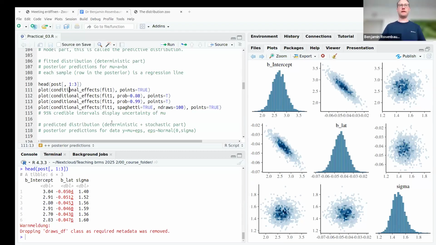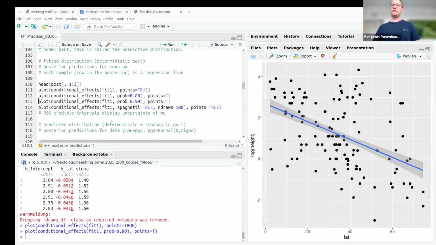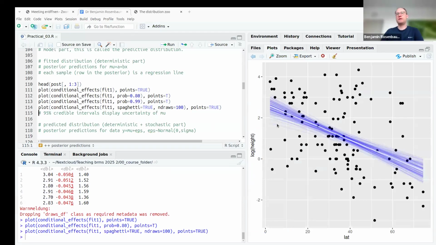We check the conditional effects plot once more. You can also change the level of your confidence intervals here with a probability statement. But we can look at the single regression lines with these commands. If you specify spaghetti equal true, then you get a spaghetti plot, which means that each of these lines is now one regression line generated from one sample.